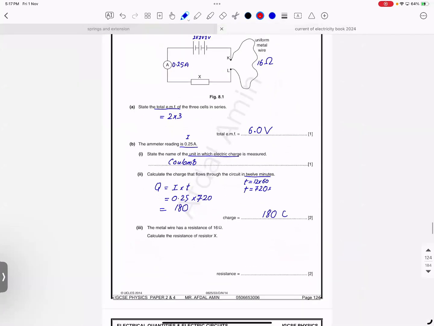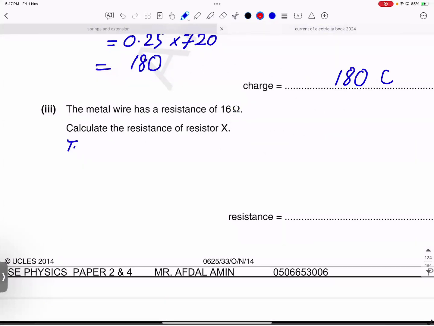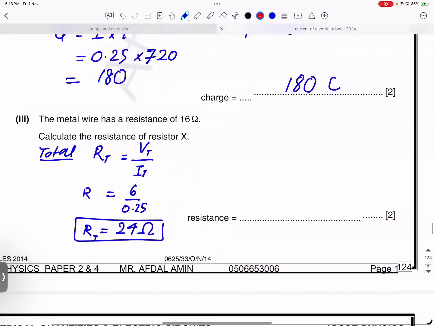Find resistance X. To find X, we need total resistance first. So first, can I find total resistance? Total resistance is the total voltage over total current. Total voltage is 6 volt. Total current, 0.25. So total resistance is 24 ohms. This is the total resistance of the whole circuit.